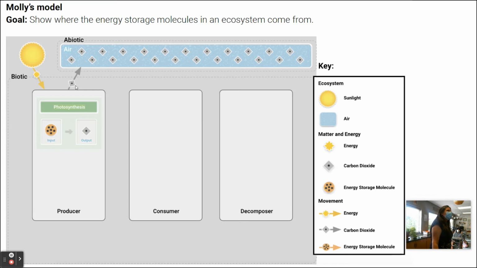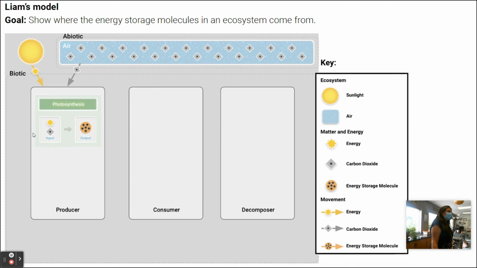She also has this carbon dioxide going from the producer to the air. Is that correct? No, right? The producer takes in the carbon dioxide, okay, and then puts out the energy storage molecule. So it doesn't look like Molly did such a good job.